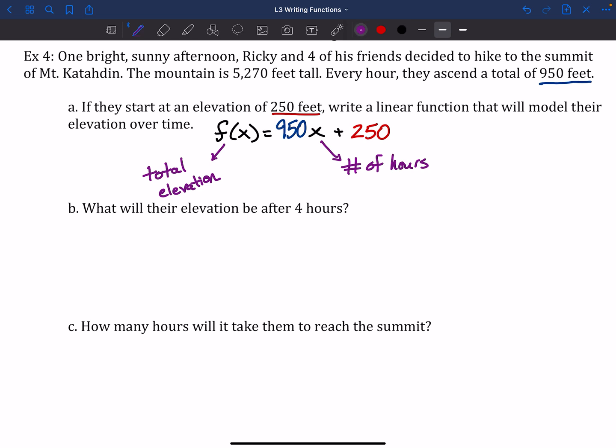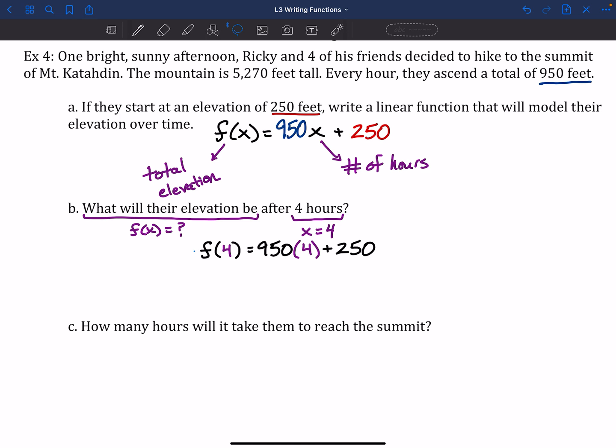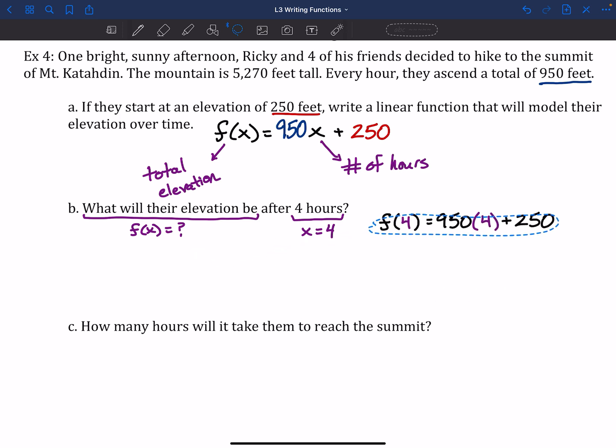So for part B, we want to figure out what will their elevation be, right? Which means that I have no idea what their total elevation is, right? That's a question mark. After 4 hours, right? They're giving me the number of hours to be 4. So again, all I'm going to do is take our original function. I'm going to plug in a 4 wherever I had an x. And then just go from there. All right, let me move this a little off to the side so it's a little further away from some of that other stuff.